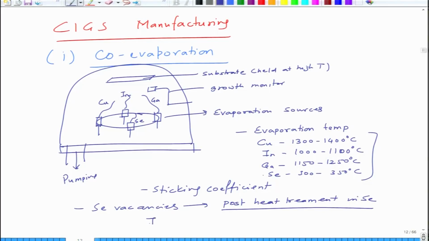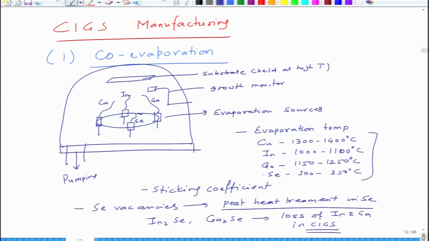and hence it may be required to supply selenium in sufficient quantities. Also, indium and gallium may also be lost from the films, and this is mainly because indium and gallium tend to make compounds like In2Se and Ga2Se. So, this leads to loss of indium and gallium in CIGS. Instead of forming the CIGS phase, they tend to form these other phases. So, phase formation is very critical in this.